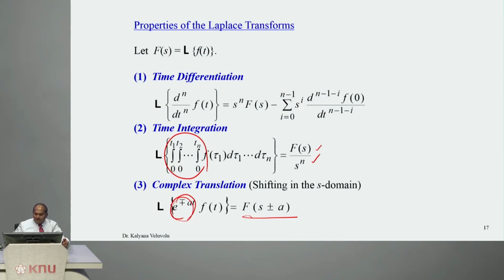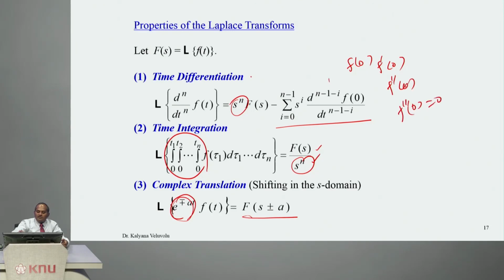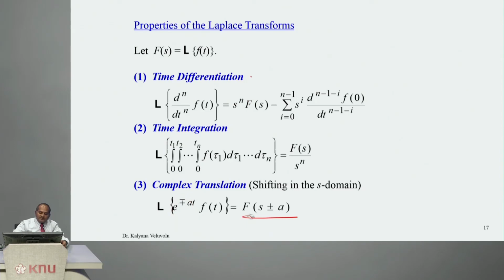So all these properties are very important: time differentiation, time integration, and complex translation. Differentiation is multiplication by s power n, and integration is division by s power n. If all the initial conditions f of 0, f dash of 0, f double dash of 0, f triple dash of 0 are equal to 0, the extra terms can be 0. But it's not common in all problems that all the initial conditions are 0, and many problems may have initial conditions. So it's very important to go through the system in this manner.